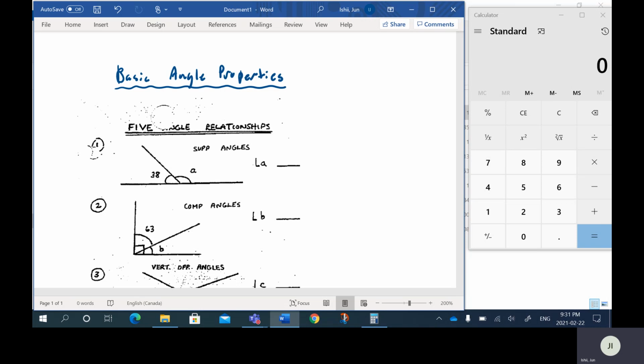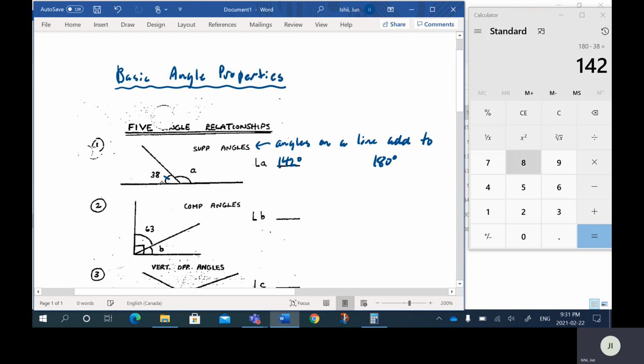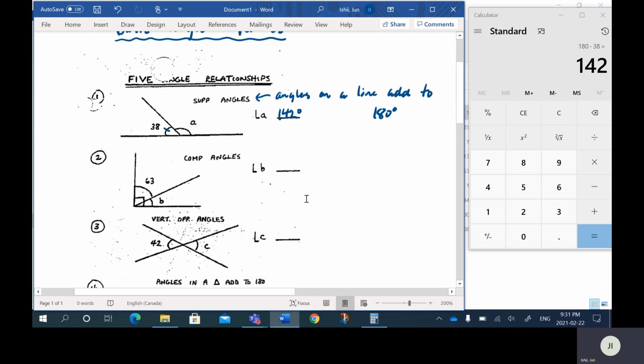So the first one here, I want to figure out what angle A is. These are what they call supplementary angles, or in other words, angles on a line add to 180 degrees. So if this is 38 degrees here, angle A is going to be 180 minus 38, which turns out to be 142 degrees. Whenever you see a line here, you can assume that both angles add to 180. So 180 minus 38 will give you 142. That's the first one.